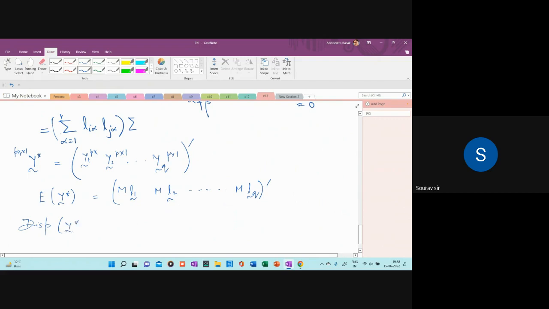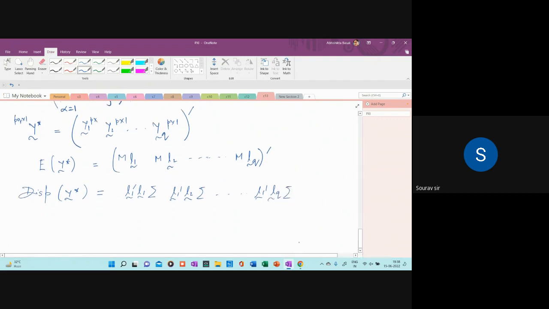Dispersion of y curl star, that is going to be L1 curl transpose L1 curl sigma, L1 curl transpose L2 curl sigma, and so on. L1 curl transpose Lq curl sigma. Next line will be, this is going to be a symmetric matrix, so we don't need to write the lower part of this, so it's sufficient to write the upper triangular part. L2 curl transpose L2 curl sigma, and L2 curl transpose Lq curl sigma, and so on. This is going to be my dispersion of y curl star, which is of order pq cross pq.